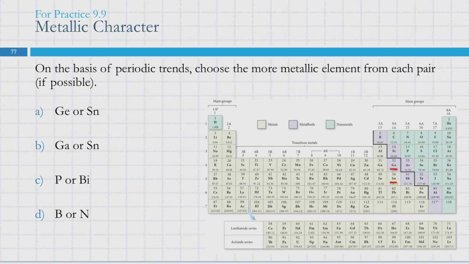Tin is more metallic. It is a metal. Germanium is not a metal. That works here. It's also further down. The further down you go, the more metal-like you are. How about gallium? Where are you, gallium? There you are, gallium. Gallium or tin.